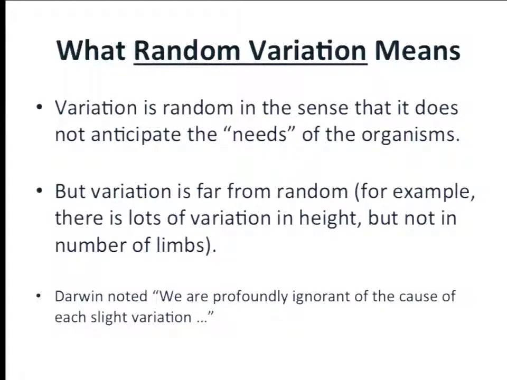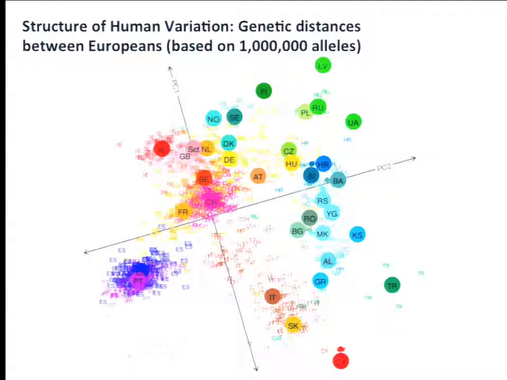Darwin also noted we are profoundly ignorant of the cause of each slight variation. And one of the revolutions that's ongoing now, and we'll look at a little bit later in the course, is we're now beginning to understand the genetic basis of some aspects of variation. So I just want to show you what the variation looks like in humans, and this is mostly just for good fun. People have started to map human variation, and so this is the structure of human variation. It's based on surveying 1 million alleles and looking at the differences between human populations.